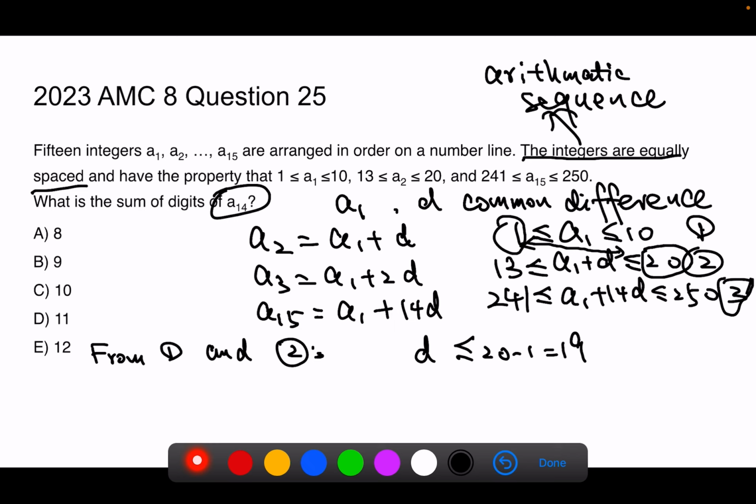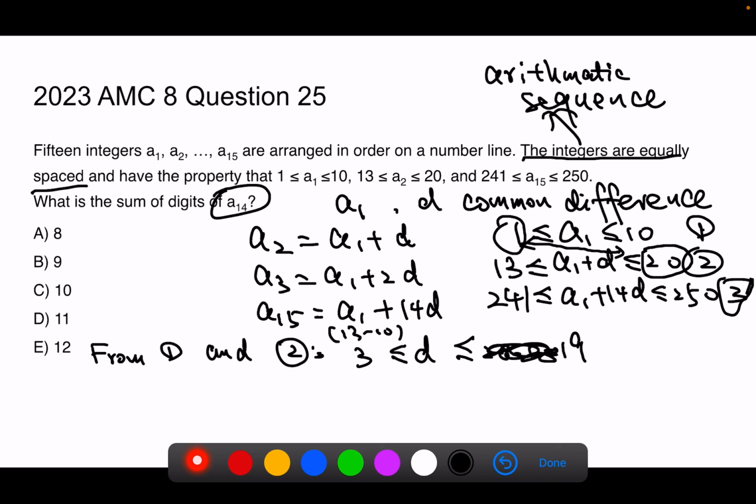Similarly, what's the minimum possible value of d just from 1 and 2? Well, that's going to be 13 minus 10, so 3. Same reason. The biggest value of a1 is 10, and the minimum value of a1 plus d is 13. So the lowest value for d is 3. Otherwise, it's not possible.